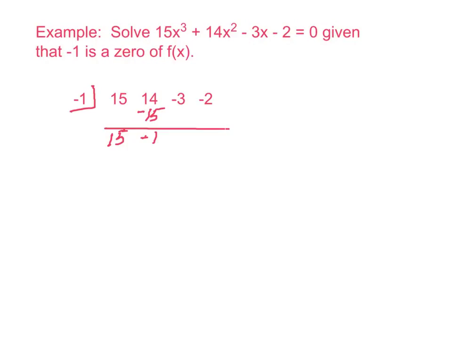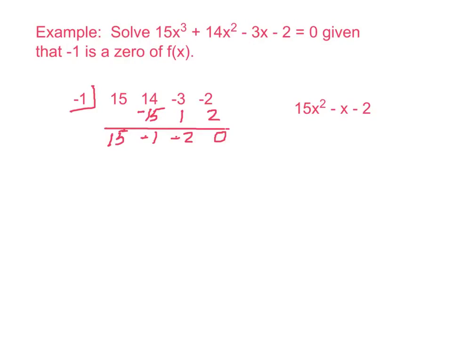Minus 1 times minus 1 will be plus 1. I add those two numbers, I get minus 2. Minus 1 times minus 2 is plus 2, which gives me a remainder of 0. So this tells me immediately what my answer is. Knowing the coefficients, my result is 15x squared minus x minus 2.